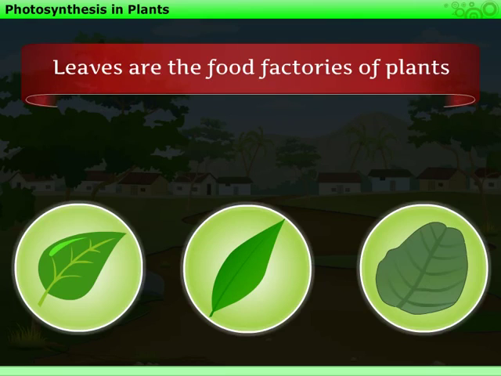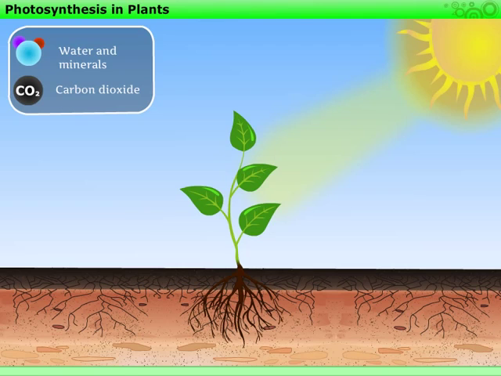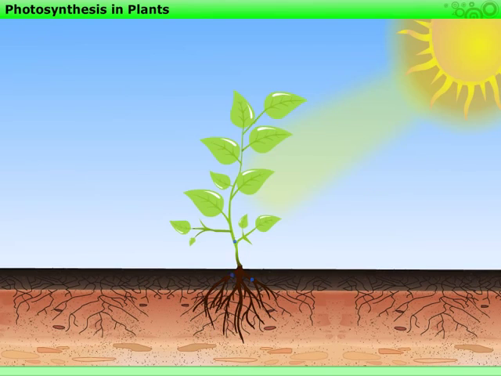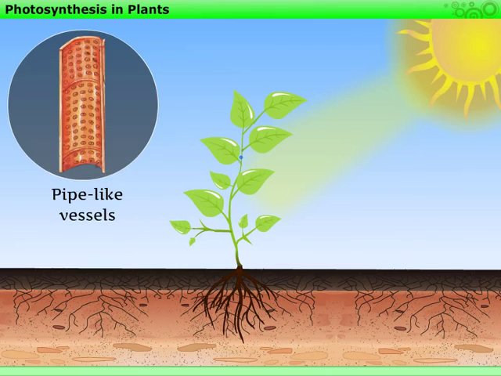Leaves are food factories of plants, so all the raw materials such as water, minerals, and carbon dioxide must reach the leaves. Roots absorb water and minerals from the soil and transport them to the leaves. This is done by pipe-like vessels which run throughout the roots, stem, branches, and leaves.